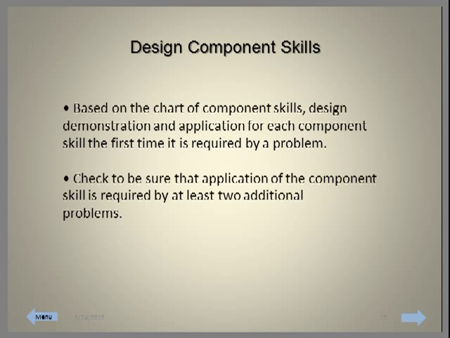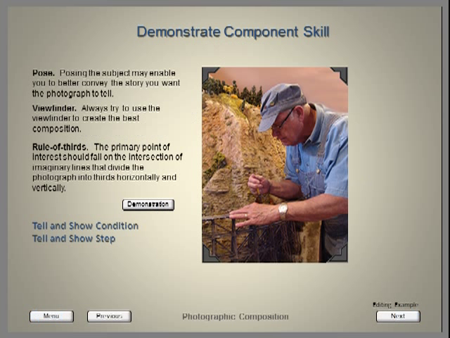Listed here are two of the steps that are required to create component skills. In our functional prototype, this particular demonstration of a component skill demonstrates both the steps of posing the subject using the viewfinder and the condition of rule of thirds. Listen and watch the demonstration. I wanted to show my subject actively involved with his model railroad. Candid photos are fun and sometimes really capture the action of the story you want to tell. However, you usually have more control over the photograph if you can pose your subject.